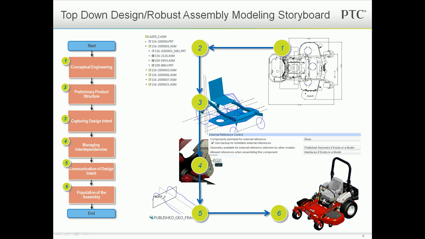The fourth stage will be managing the independent relationships between various design objects. We'll take full advantage of the parametric and associativity functionality of Creo Parametric to manage efficiently independent or dependent objects to ensure our design intent. The fifth stage is to communicate the design intent.